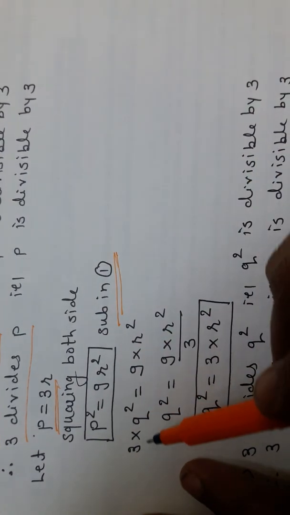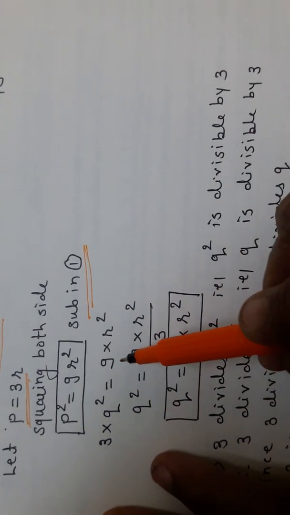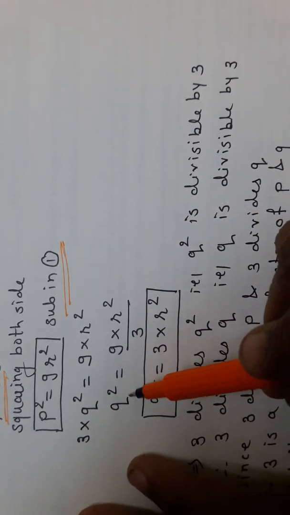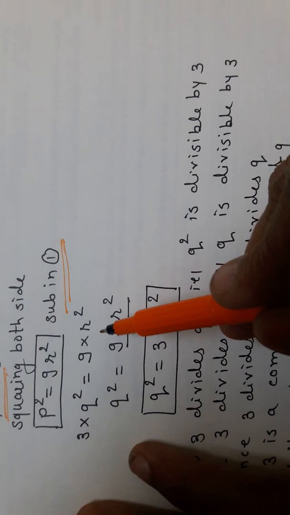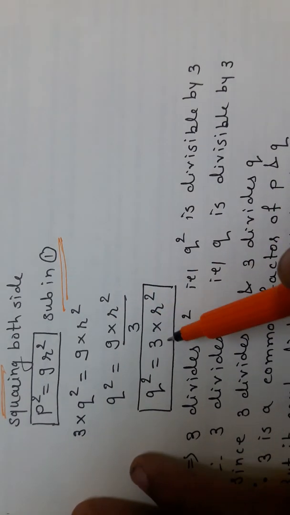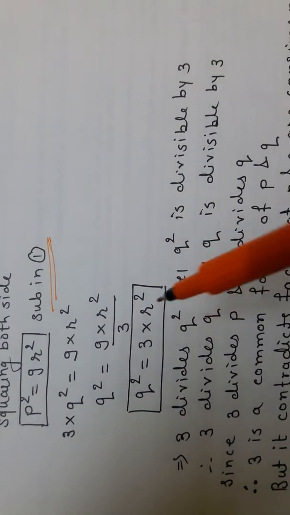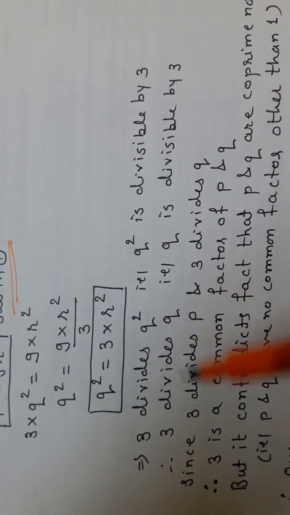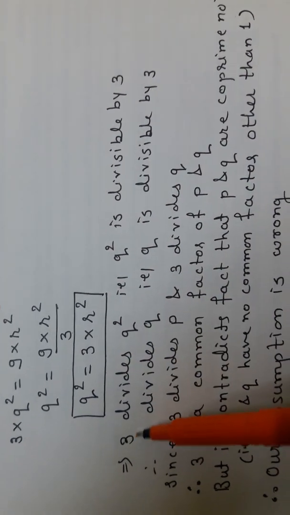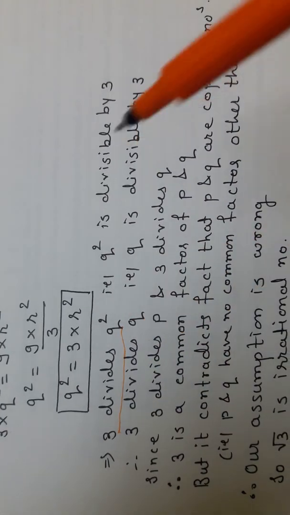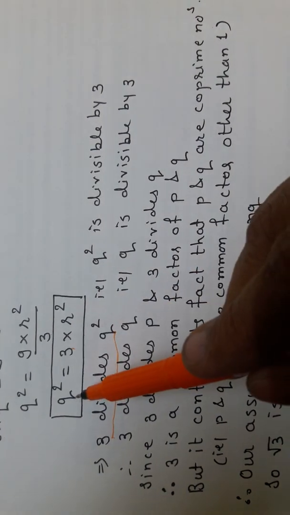Substituting in equation 1, we will get 3q square is equal to 9 r square. Q square is equal to 3, we are going to shift to the right hand side. That's why we will get q square is equal to 3 r square. From this we can say 3 divides q square, that is, 3 is one of the factors of q square.